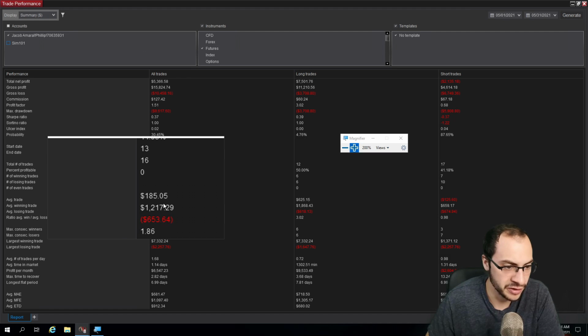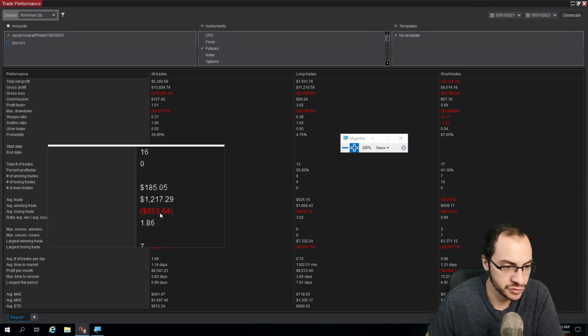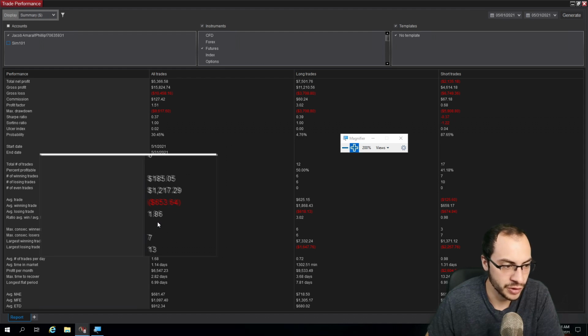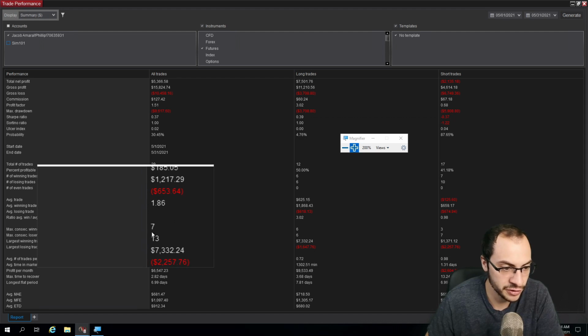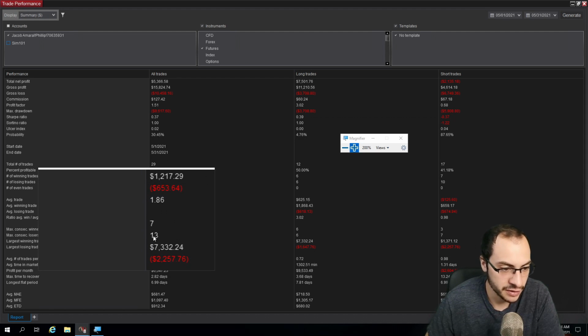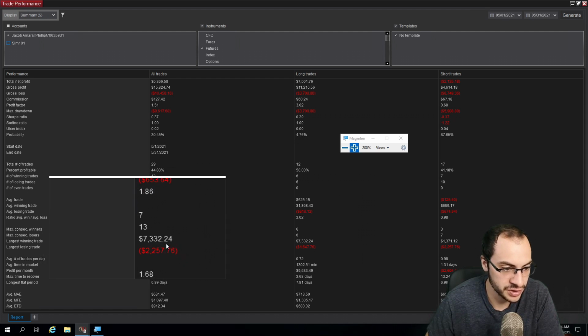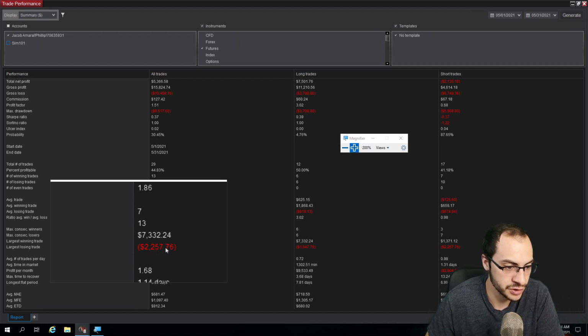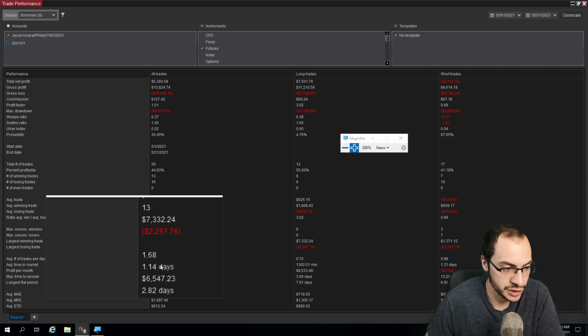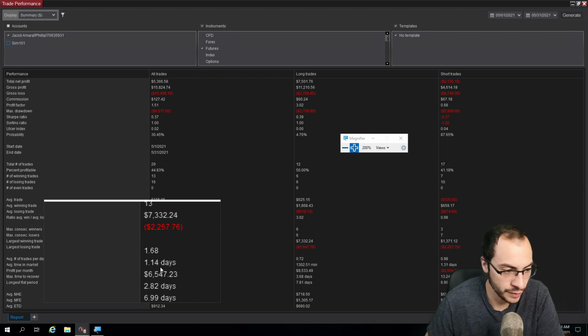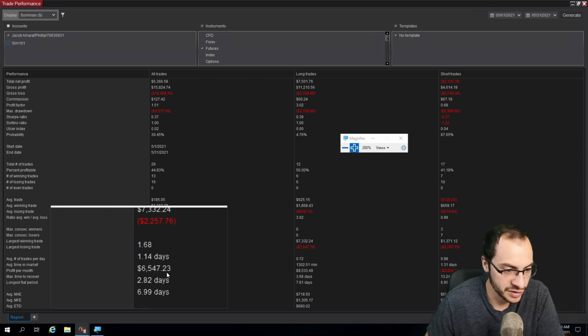Average trade, I made $185 in profit. Average winning trade was 1,200. Average losing trade was 600. And a 1.86 average win to average loss. We had 7 max consecutive winners, 13 max consecutive losers. Our largest winning trade was 7 grand. Our largest losing trade was 2 grand. Average trades per day was 1.68. Average time in the market was 1.14. Profit per month estimated is $6,000.